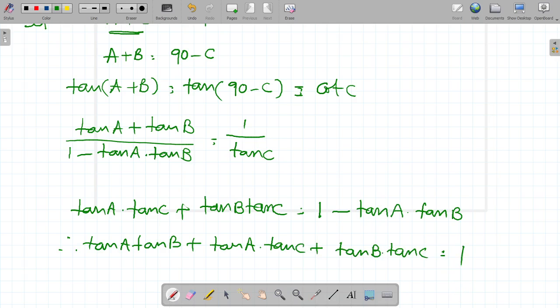Understand or not? So here minus tan a tan b, take it to this side. Okay, so minus becomes plus. Tan a tan b plus tan a tan c plus tan b tan c is equal to 1.